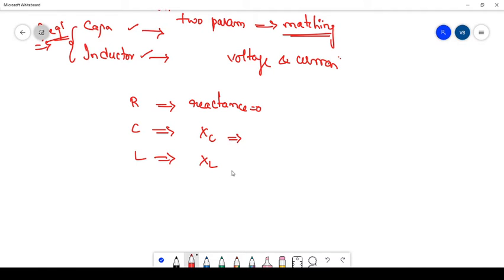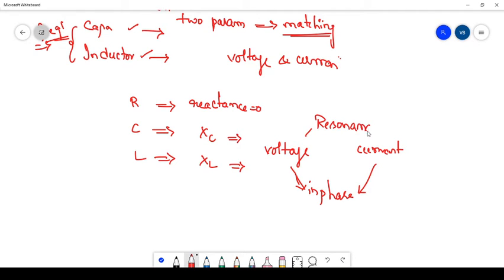By varying these two parameters, we are going to make the voltage and current relation be in phase. Whenever voltage and current are in phase, that will make a resonance. Okay. So here we are going to make voltage and current in phase by varying XL as well as XC.